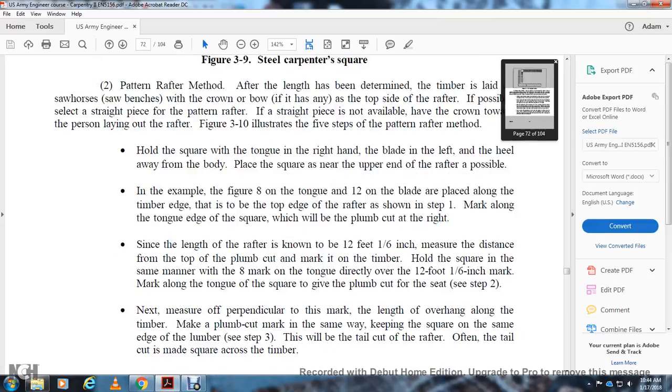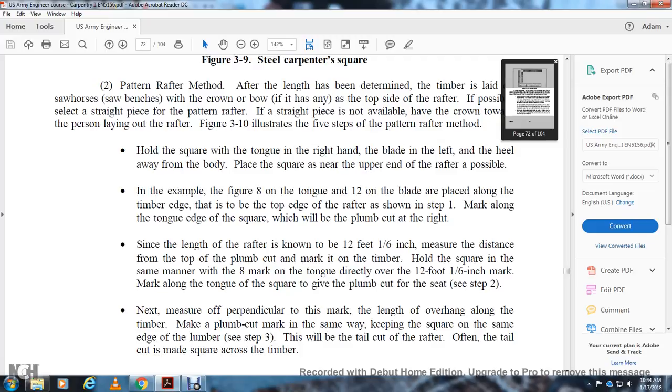Hold the square with the tongue in the right hand, the blade in the left, and the heel away from the body. Place the square near the upper end of the rafter if possible. For example, 8 on the tongue and 12 on the blade are placed along the timber edge to the top edge of the rafter, as shown in step 1. Mark along the top edge of the square to give the plumb cut to the right. Since the length of the rafter is now known to be 12 foot 1/16 inch, measure the distance from the top of the plumb mark on the timber. Hold the square in the same manner, with the 8 inch mark on the tongue directly over the 12 foot 1/16 inch mark, and mark along the tongue to give the plumb cut of the seat.